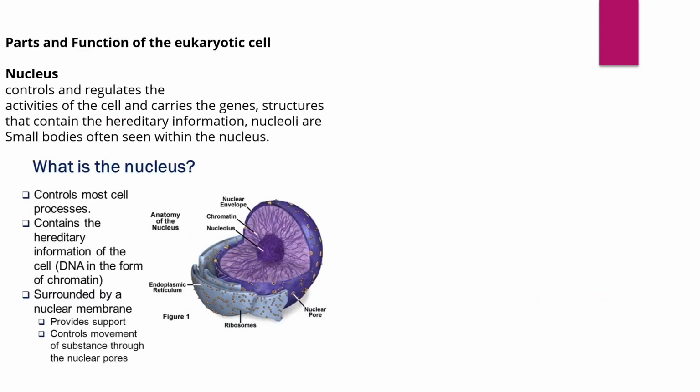So, here are the parts and functions of the eukaryotic cell. The first is the nucleus. The nucleus controls cell processes and contains the hereditary information of the cell, DNA in the form of chromatin, surrounded by a nuclear membrane. It provides support. It controls movement of substances through the nuclear pores. Here's the image of the nucleus.